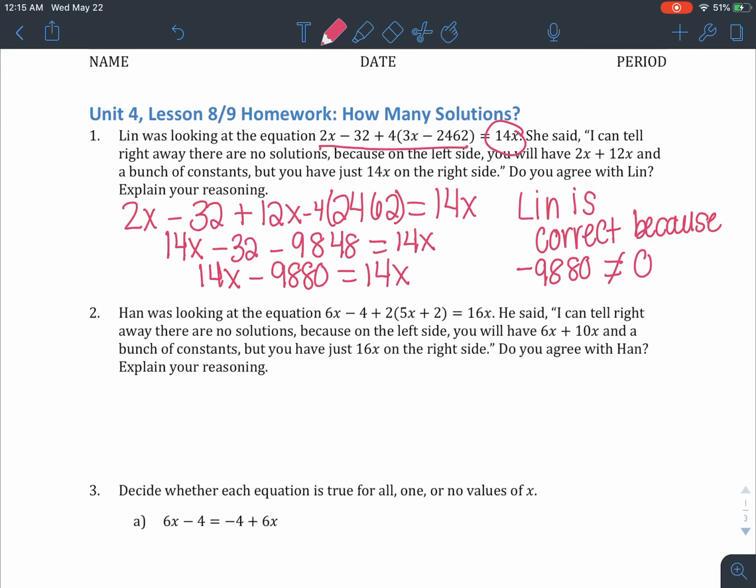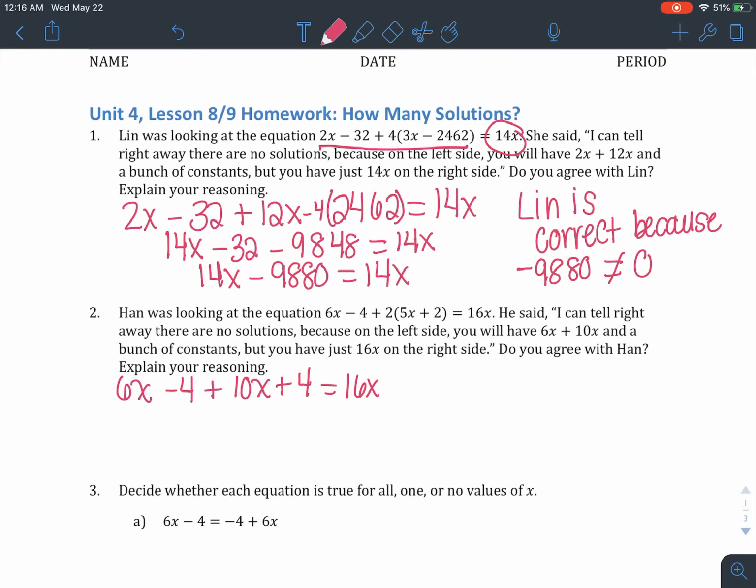Han was looking at the equation 6x minus 4 plus 2, parentheses, 5x plus 2 equals 16. He says, I can tell right away there's no solution because on the left side, you will have 6x plus 10x and a bunch of constants, but you will have 6x on the right side. So just looking through this, you want to make sure you solve this. So 6x minus 4 plus 2 times 5 is going to be 10x plus 4 equals 16x.